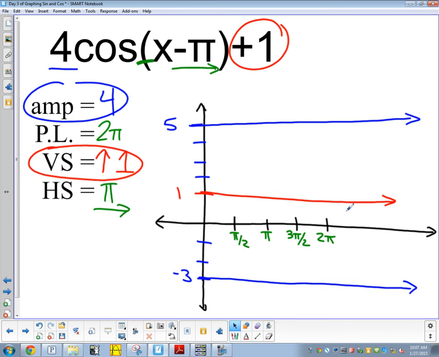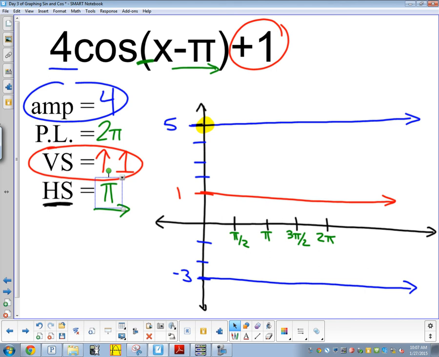The next thing it asks us to do is horizontal shift. If you've got a horizontal shift, and we do on this graph, it's right pi. Normally, where does a cosine graph start? At the top. So normally I would go right here and put my starting dot right there on the top. But that's not going to happen on this one. What do I need to do with that dot? Shift it to the right. And I need to shift it to the right pi.